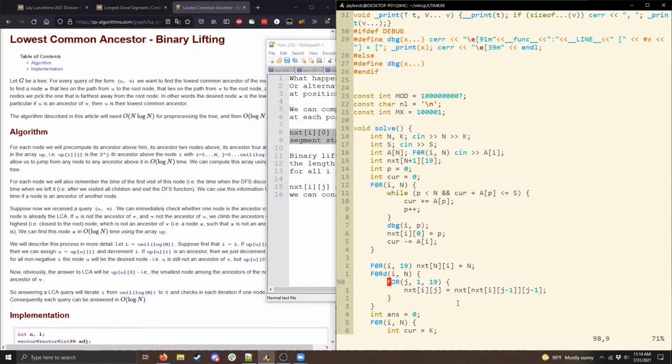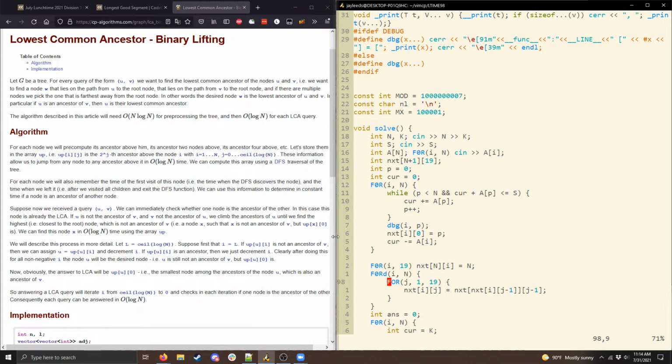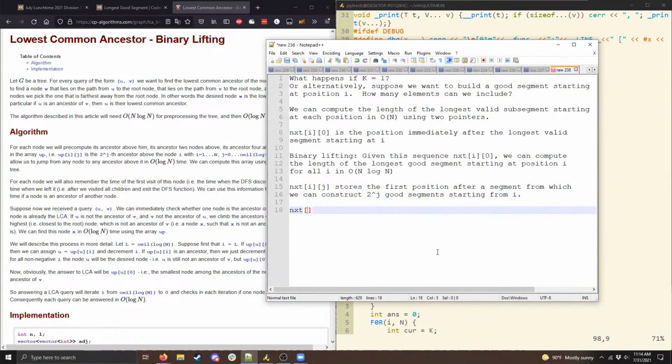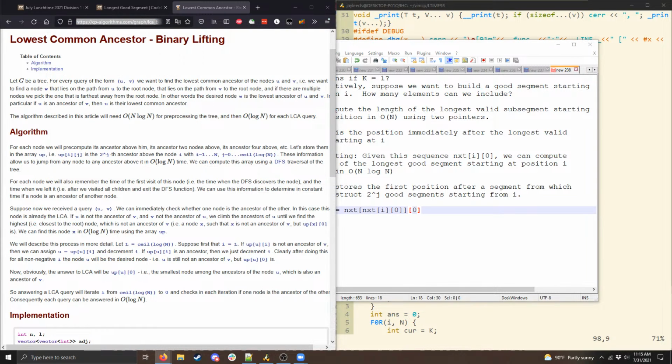And then what I can say is, so let's say j equals 1. So next of i of 1 is going to be the position after 2 valid segments starting at i, and that's equivalent to the position that's 1 good segment after the position 1 good segment after i. And so that's the idea here. If you aren't familiar with binary lifting, I would encourage you to read about it. I can put a link to this article in the chat. But that's a pretty critical idea to solving this problem, I think.